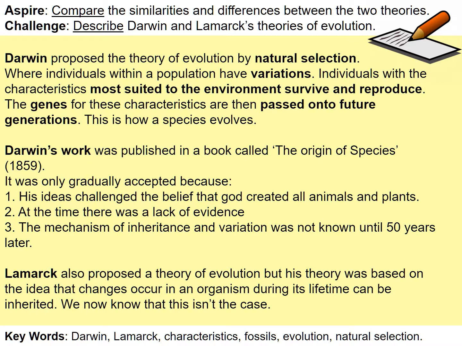These individuals will survive and reproduce. So the genes for these characteristics are passed on to future generations and evolution occurs. Other key points from this slide: you need to know why Darwin's work was only gradually accepted, and you need to have an understanding of Lamarck's theory of evolution, even though now we've discarded it and we believe that evolution was due to natural selection in line with Darwin's ideas. So pause the video here, make a note of anything you need to.